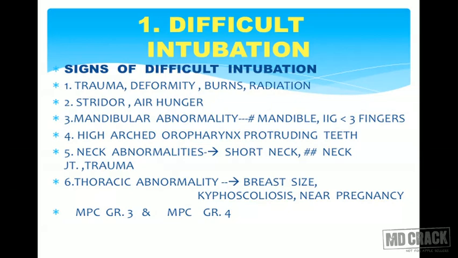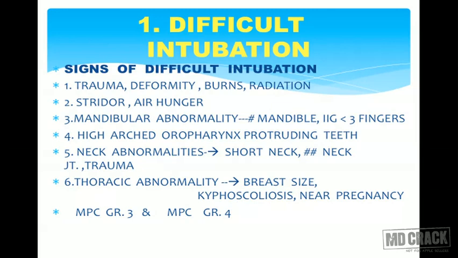These are all signs which may lead to difficult intubation. When you go for preoperative evaluation, these are all signs you should always check for. In the head, face, neck, and in the thorax, you should always look for extensively large breast size. If the breasts are extensively large, they can cause pressure on the thorax and change a normal intubation to a difficult intubation. Also, evidence of any kyphoscoliosis, near-term pregnancy, Mallampati classification of grade 3 and grade 4. These are all signs of anticipated difficult intubation.